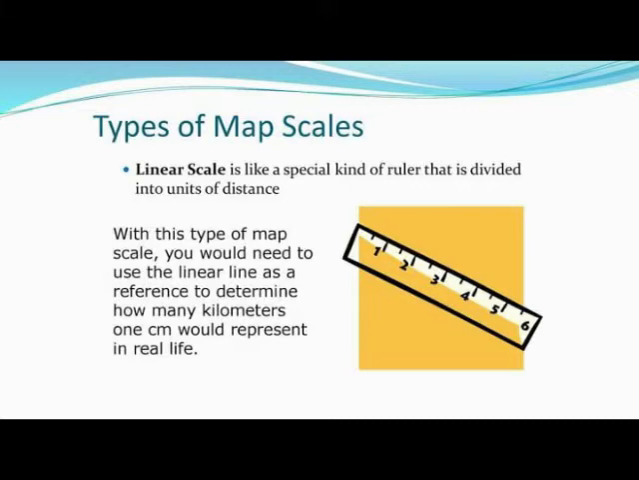A linear scale looks like a small foot ruler drawn at the bottom of the map. It is divided into primary and secondary divisions. The length of each division represents a certain distance on the ground. With this method, distances on the ground can be directly measured and read off from the map by using a piece of string, paper, or a pair of dividers.